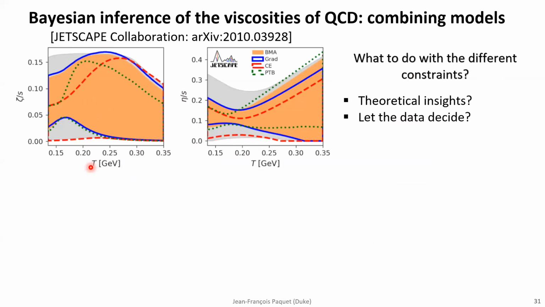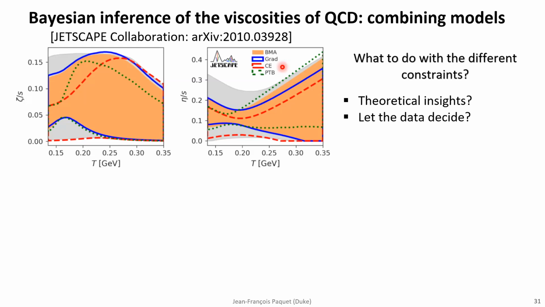Now the question is, which one should you use? If somebody managed to derive some first principle argument that, for example, Grad is a much better reflection of what happens in QCD than Chapman-Enskog RTA, then you simply use the blue line and say, that's my best guess for the viscosity of QCD. Now, we don't have this information right now. We don't really have evidence to believe that one is better at describing QCD than the other.